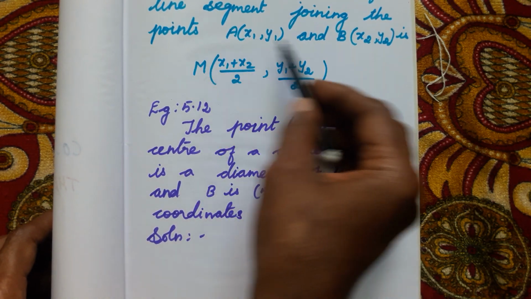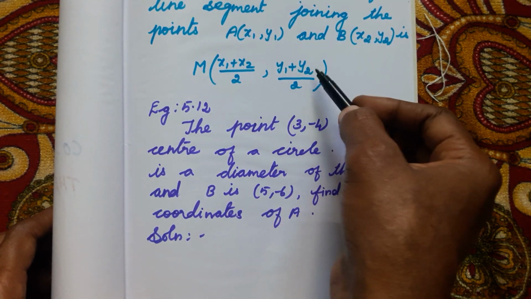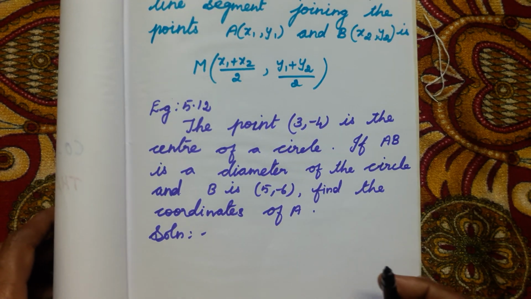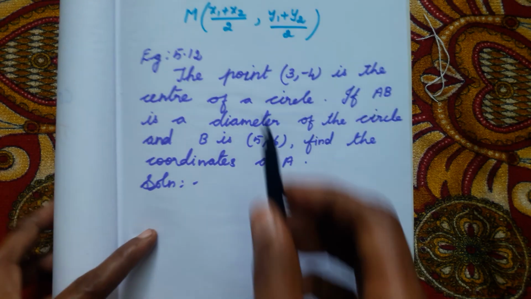You want to be thorough with the formula. Midpoint is equal to (x1 plus x2 by 2, y1 plus y2 by 2). Now I am going to explain example 5.12.